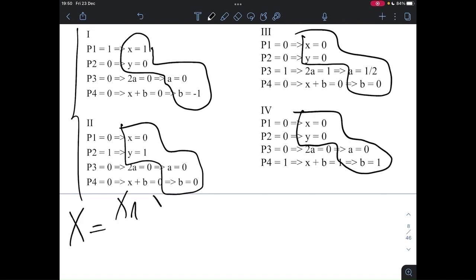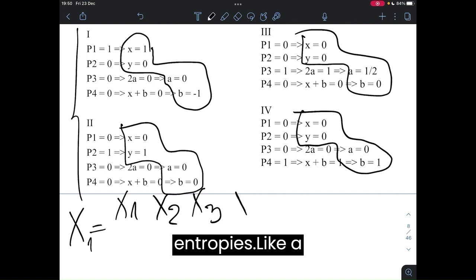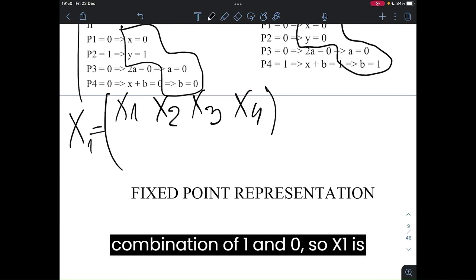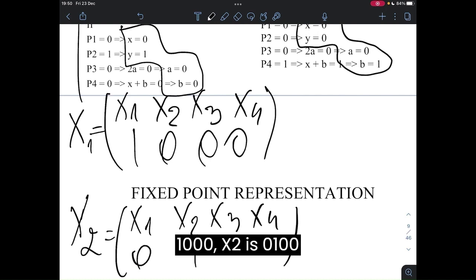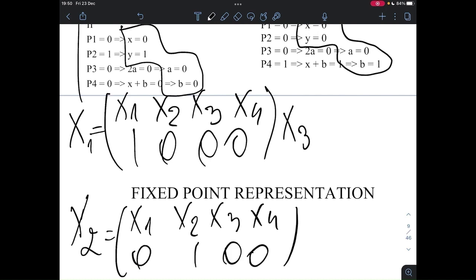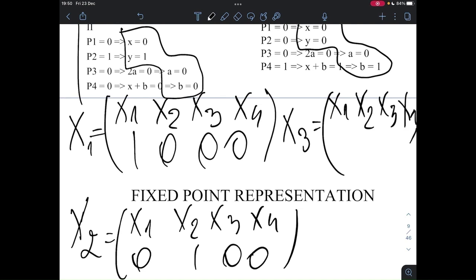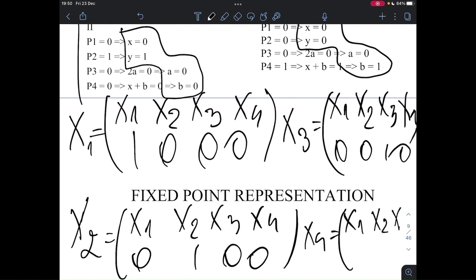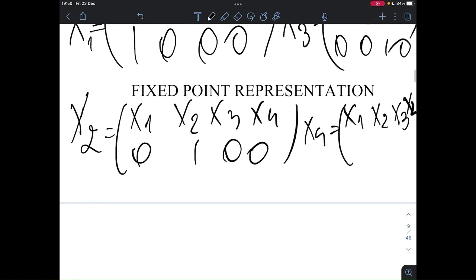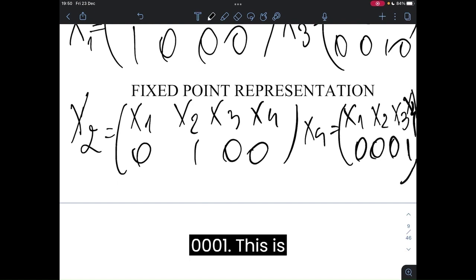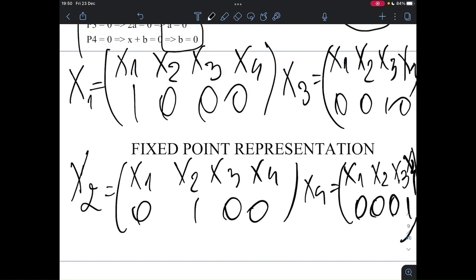And we can write the entropies like a combination of 1 and 0. So x1 is 1, 0, 0, 0; x2 is 0, 1, 0, 0. X3 is x1, x2, 0, 0, 1, 0. And x4 is x1, x2, x3, x4. I do not have enough space to write this here, but it's 0, 0, 0, 1. This is the end of.